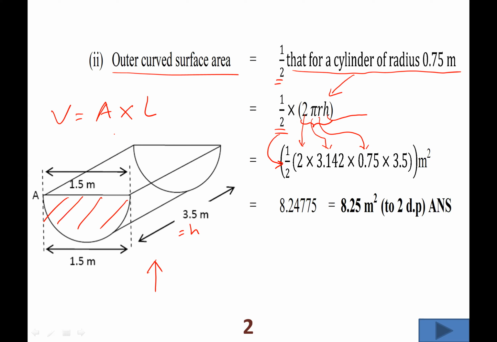Okay, I just lost it there a little bit. We still calculating outer curved surface area. I went to volume. So let's get back to the outer curved surface area.